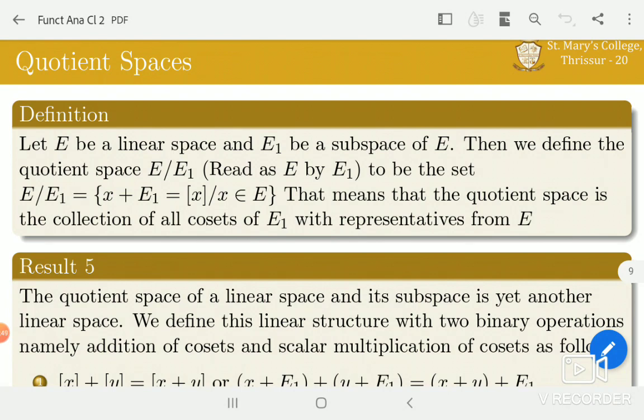Then we define the quotient space E by E1, or some say E mod E1. So we will use E by E1. So E by E1 is actually the set of all x plus E1, that is coset x, such that x is an element of E. That means that the quotient space is the collection of all cosets of E1 with representatives from E.